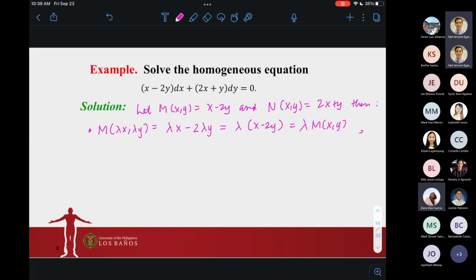Gawin ko siya kay N din. So N of lambda x, lambda y. Because again, I'm first checking for the homogeneity.